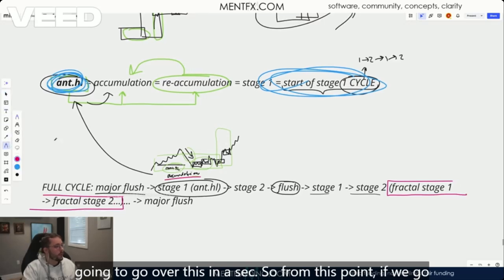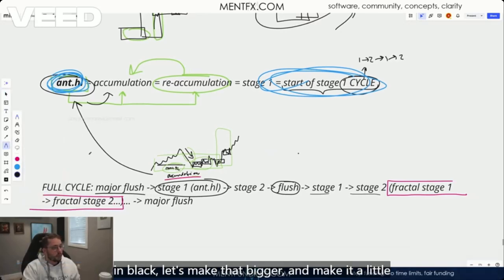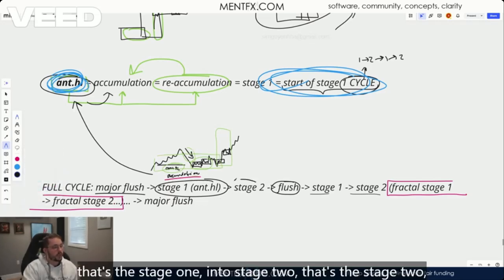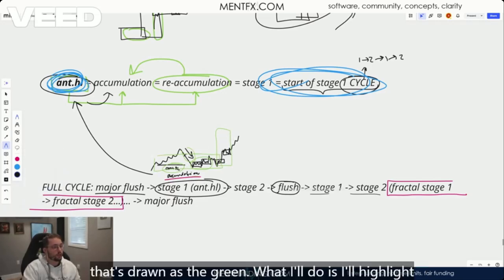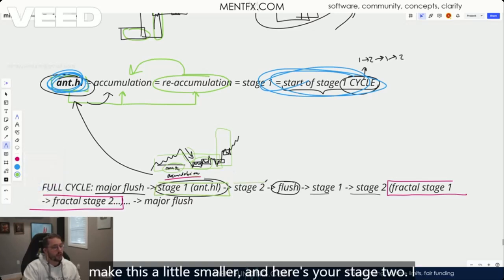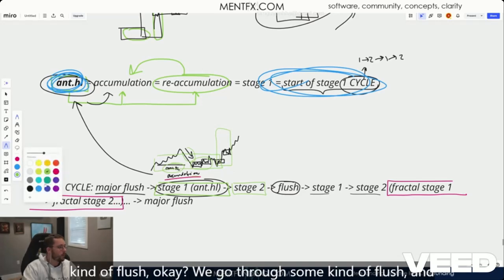It's okay if you drew that, but we're going to go over this in a sec. So from this point, if we go in black, let's make that bigger and a little smaller. We have this stage one into stage two, drawn as the green. Here's your stage one, I drew it as green up here. And here's your stage two, I drew it as green up here as well. Then we go through some kind of flush.